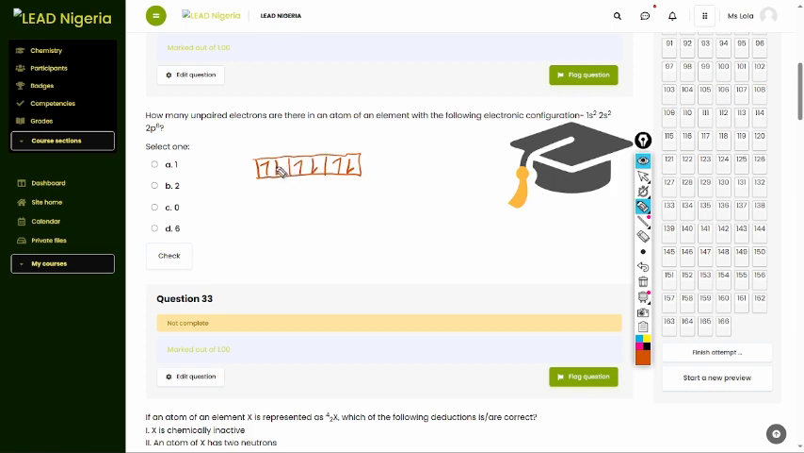So we have fitted in the 6 electrons, and you notice that there are no unpaired electrons. All the electrons here are paired. So the answer is C, 0. There are 0 unpaired electrons in this configuration. So we go with C.